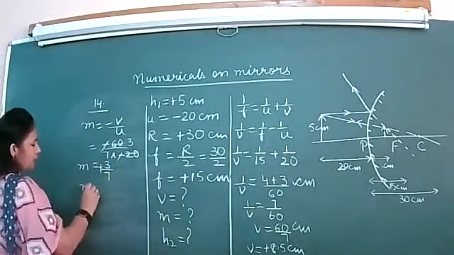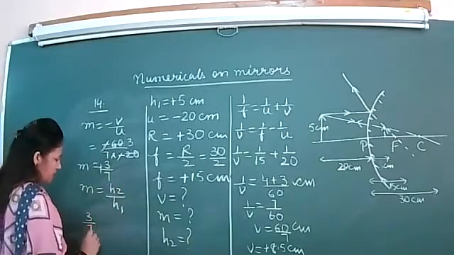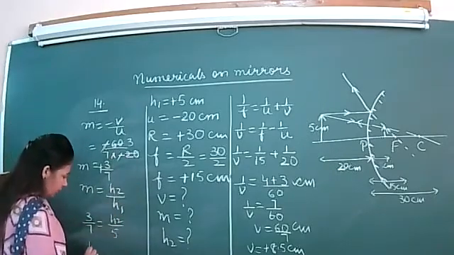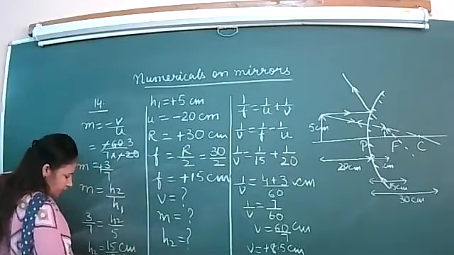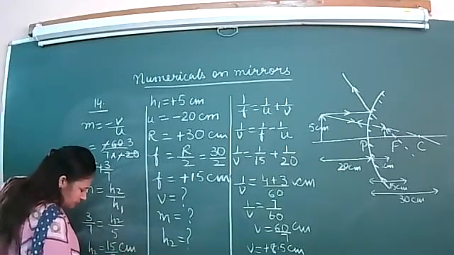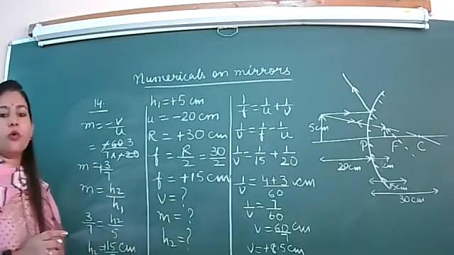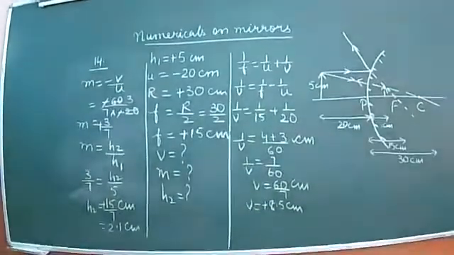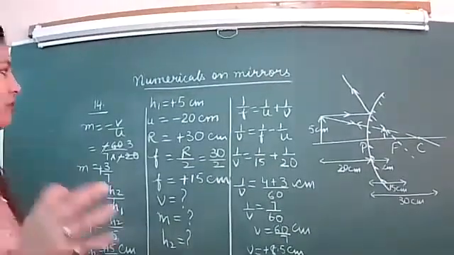So let us find H2 by using this formula. Magnification is 3 by 7, H2 we are to find, H1 is 5. So H2 is 15 by 7 centimeter, which is 2 point something. The height of the object was 5 centimeter and the height of the image is about 2.1 centimeter. That's very less, less than even its half.